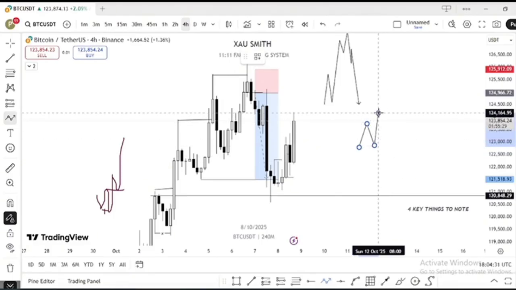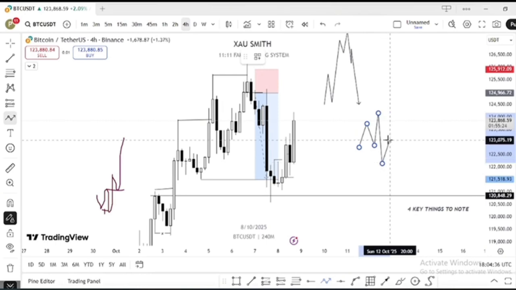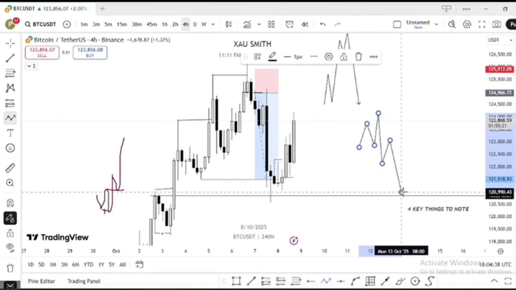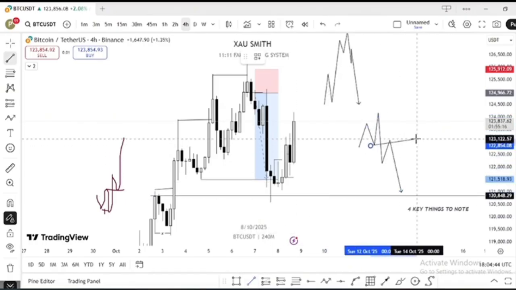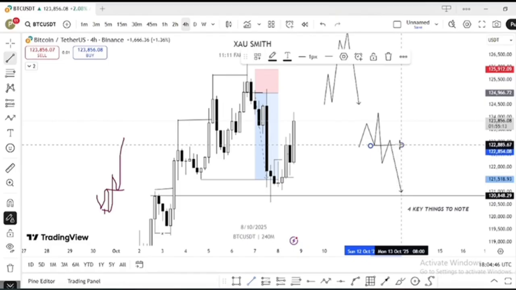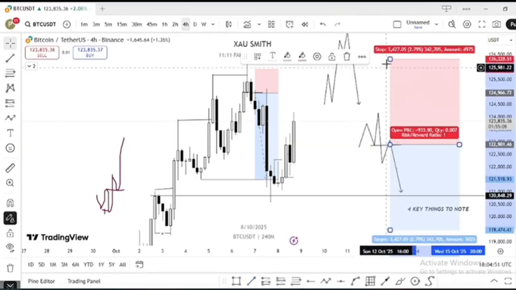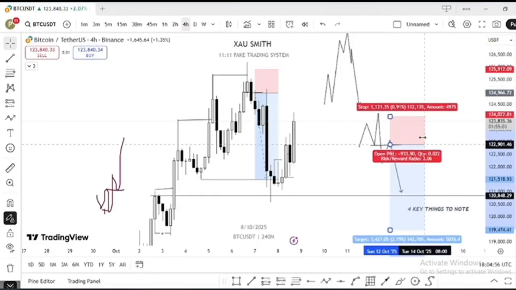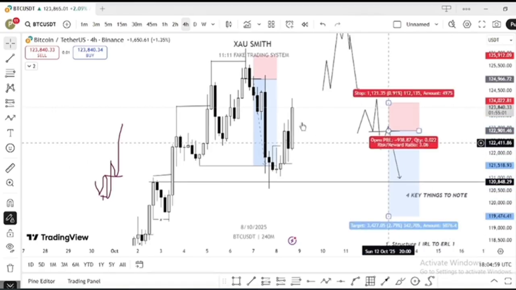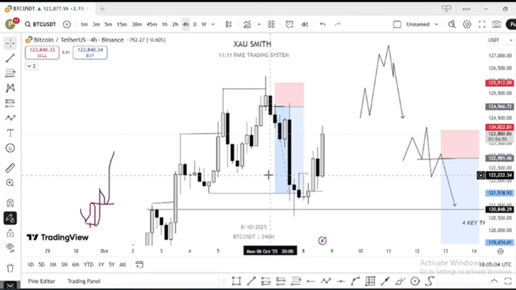change in state of delivery, then I'll enter. Then I'll enter and target the what? My internal range liquidity. So this is my change in state of delivery here. Then I'll enter and target the external range liquidity or internal range liquidity, right? So this was the entry model I used. Just basic things. Just need to understand structure, need to know where market is coming from and where market will be going. That's all, right?